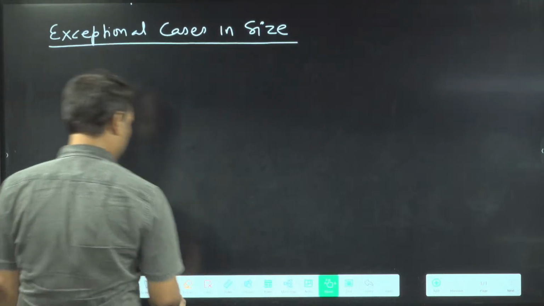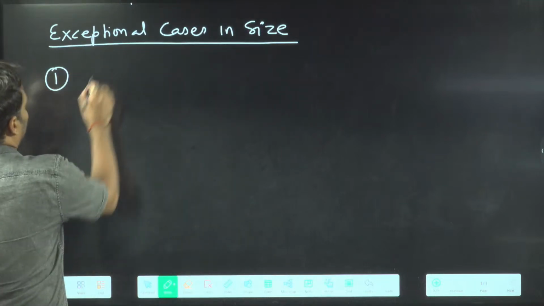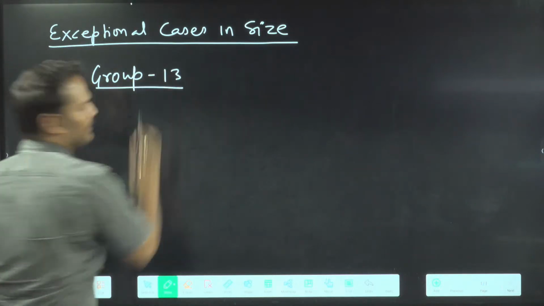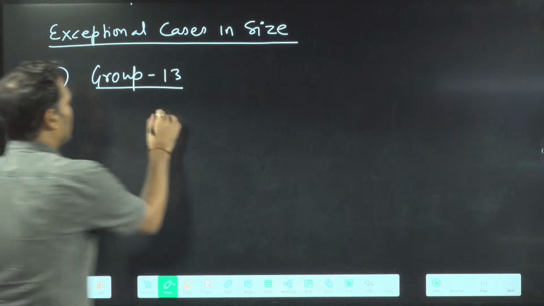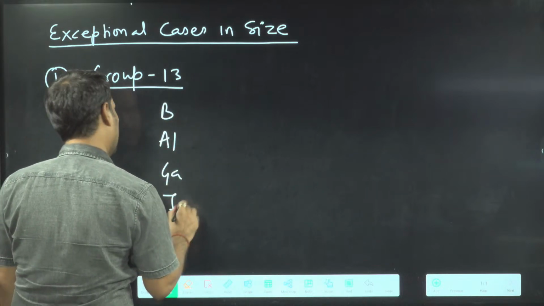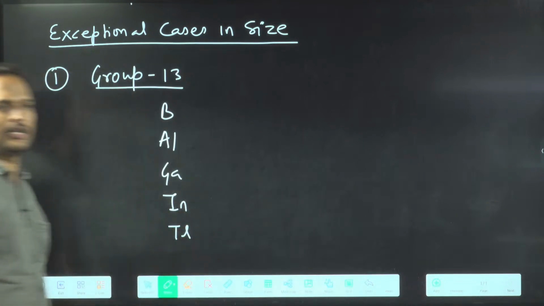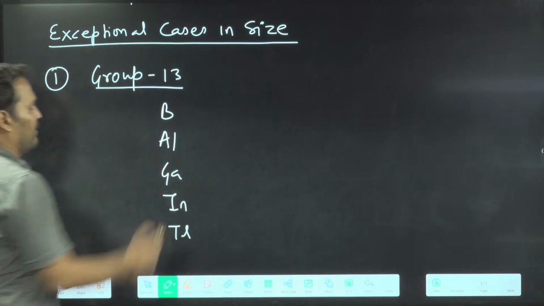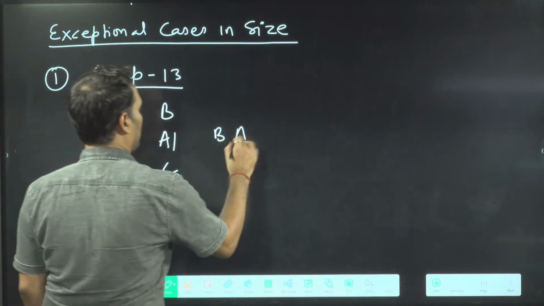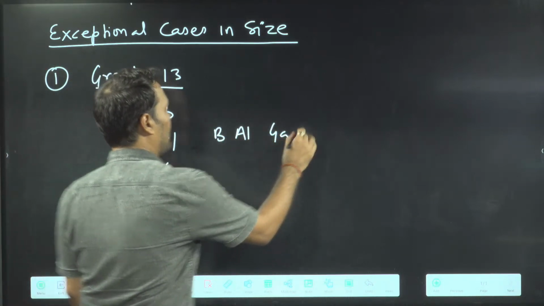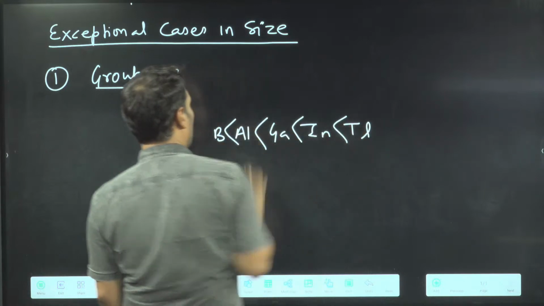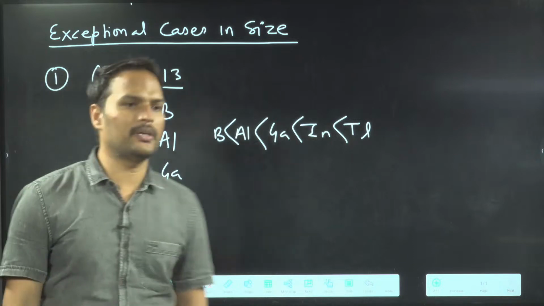Do you remember something? So the first point is we will talk about group 13. Which elements are there in group 13? Boron, aluminium, gallium, indium, thallium. Correct? Now, everyone knows down the group, size increases. So you will say, sir, boron, then aluminium, then gallium, then indium, then thallium, size is increasing. But what is the problem? Do you remember?